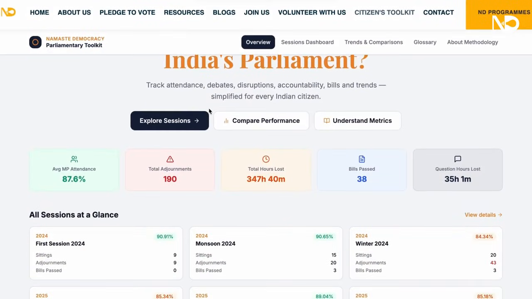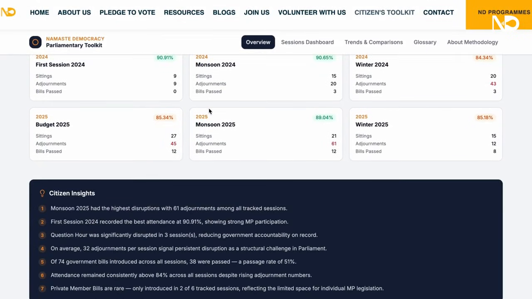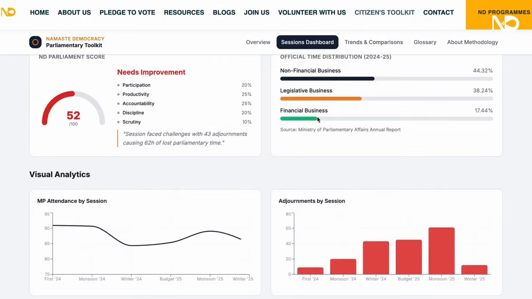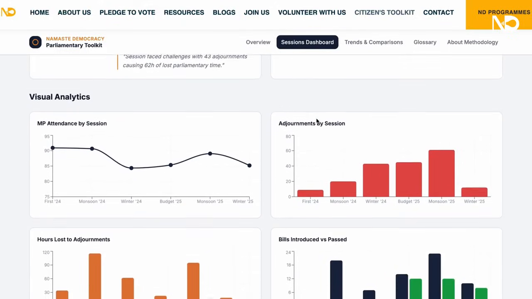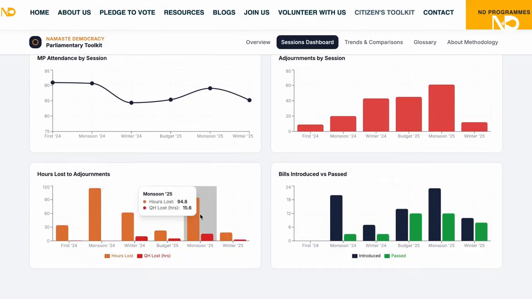Yet, data shows that in recent sessions, the question hour is often the first casualty when the parliament is disrupted. Here's how we found that data. In the last few months, Namaste Democracy was building the Parliamentary Toolkit, a citizen-friendly platform for you to track the performance of the parliament. When we went through the archives of the sessions under the 18th Lok Sabha, we found out that the number of question hours lost are glaring, as presented in this table. The monsoon session of 2025 was the worst affected so far, when 19 sittings lost their question hours, accounting to a loss of over 15 hours.